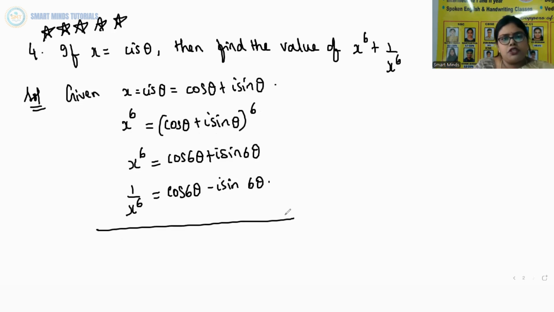Now in the question they are asking x power 6 plus 1 by x power 6, so we need to add these two. Add these two equations. So we get x power 6 plus 1 by x power 6. Positive and negative get cancelled, and that is equal to 2 cos 6 theta. This is the final answer.